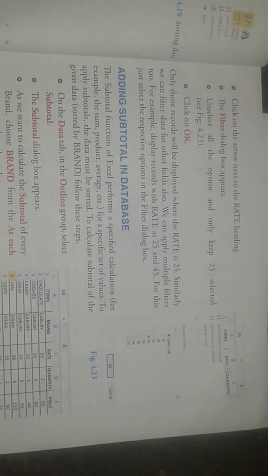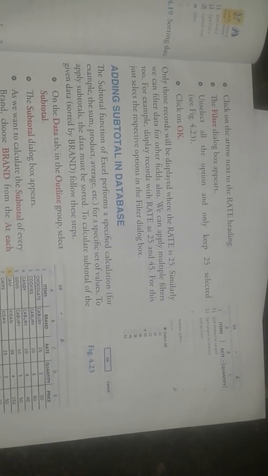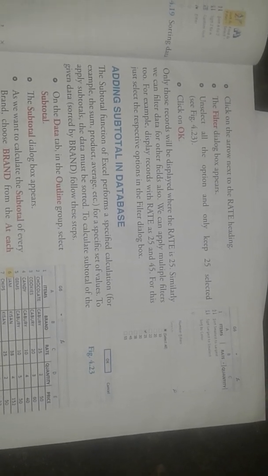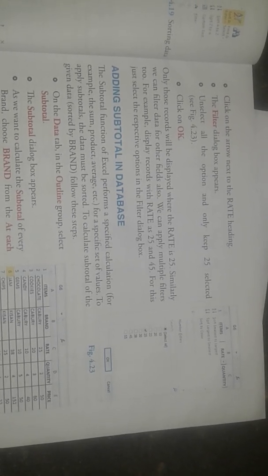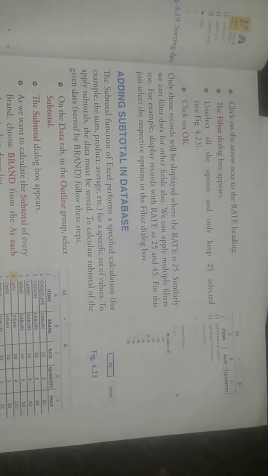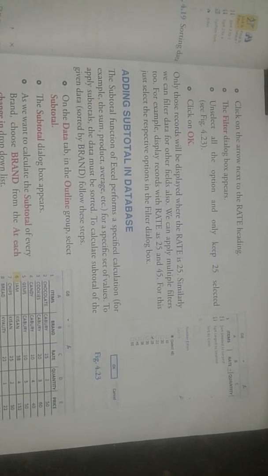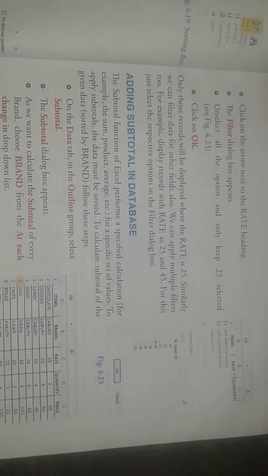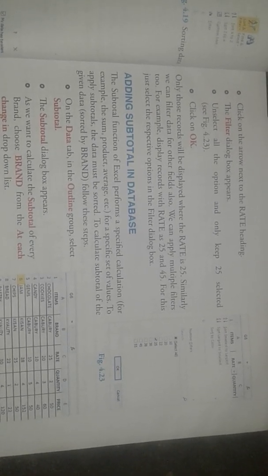On the data tab in the outline group, select subtotal. The subtotal dialog box appears. As we want to calculate the subtotal of every brand, choose brand from the at each change in drop-down box. Then select sum from the use function drop-down list. We will calculate the subtotal of the price, so the selected price is to be added to the subtotal list. Automatically it's going to happen.